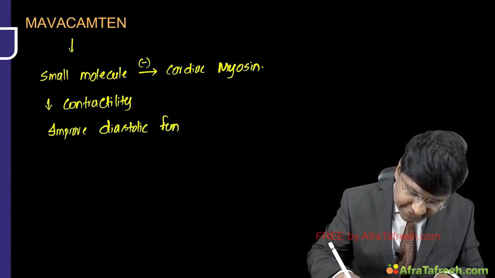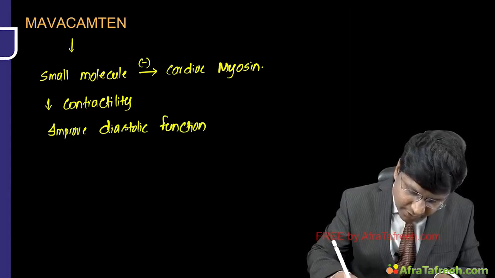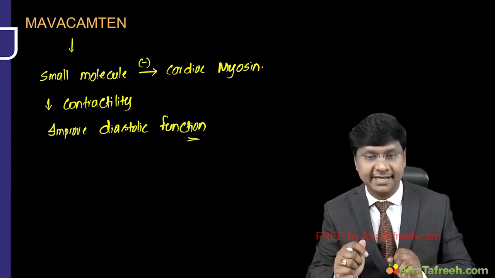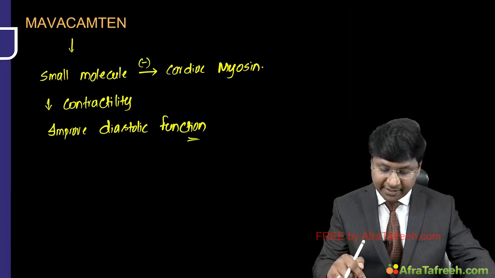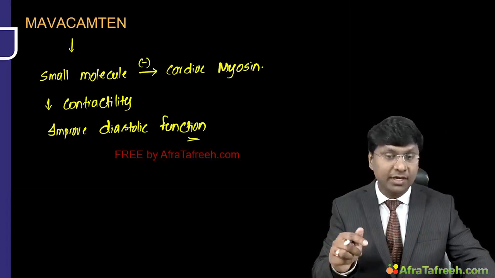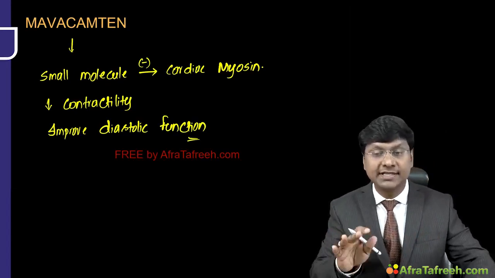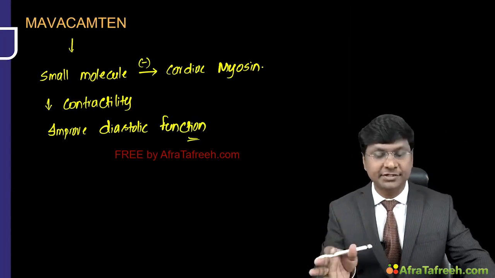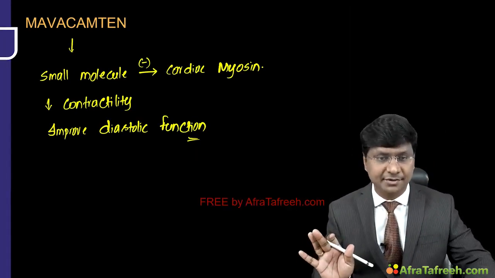Right? So that is the action or the use of this mavacamten. By reducing the contractility, what is the advantage? It will reduce the left ventricular outflow tract obstruction in patients with hypertrophic obstructive cardiomyopathy.